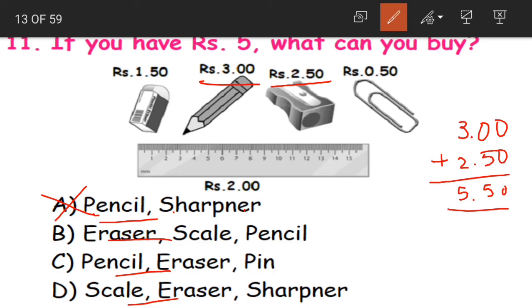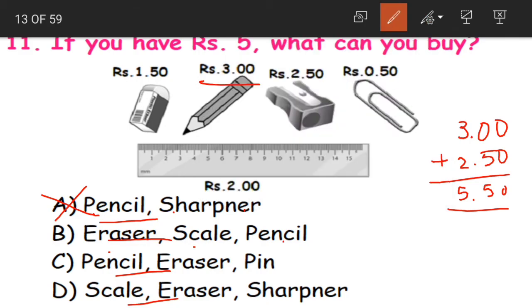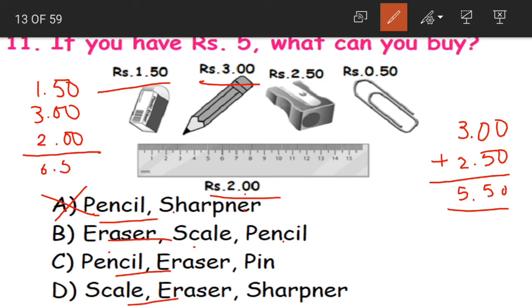Coming to option B, eraser, scale and pencil. Let me erase this here. Eraser, scale and pencil. If we add all these three together, 1 rupee 50 paise, 3 rupees and 2 rupees, the answer would be 6 rupees 50 paise. Again, this is also exceeding the amount that we have. So we cannot buy it.